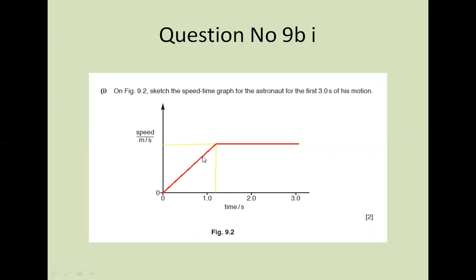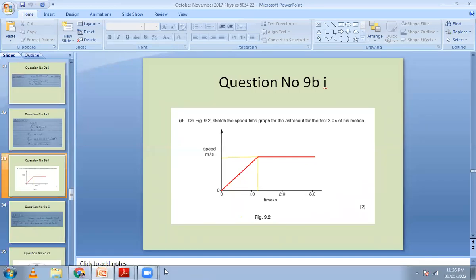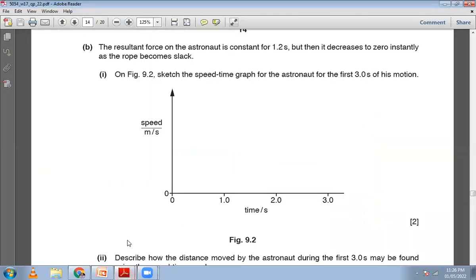The astronaut is accelerating at a uniform rate. And here the acceleration becomes zero because the resultant force becomes zero. So now the body will start moving. The speed time graph will become a horizontal line because the acceleration will be zero. The body will be moving at a constant speed. Hopefully you understand. Okay, so let's move to the next part.